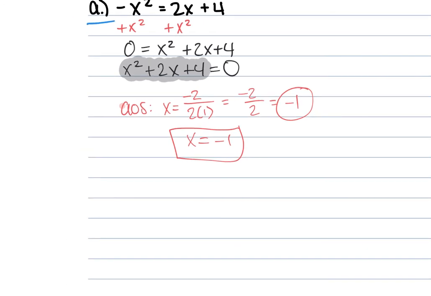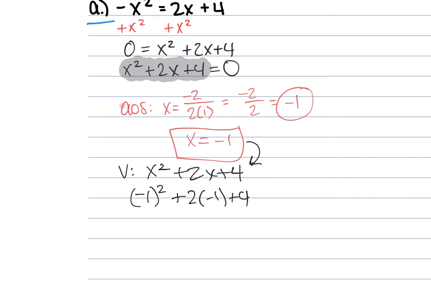We take that negative 1 and plug it into our original. We're going to get our vertex from x squared plus 2x plus 4, where we're plugging in negative 1. Negative 1 squared plus 2 times negative 1 plus 4. We're going to get positive 1 minus 2 plus 4. This will be negative 1 plus 4, which will give me 3. So my vertex is (negative 1, 3).